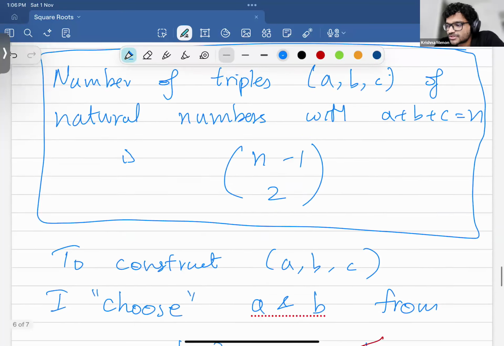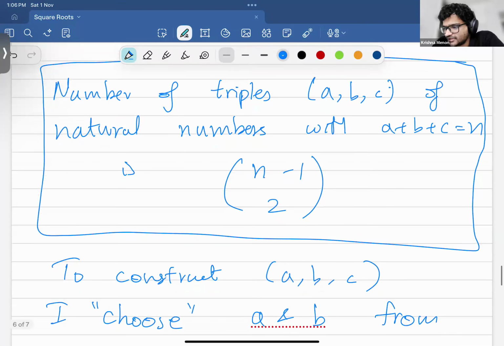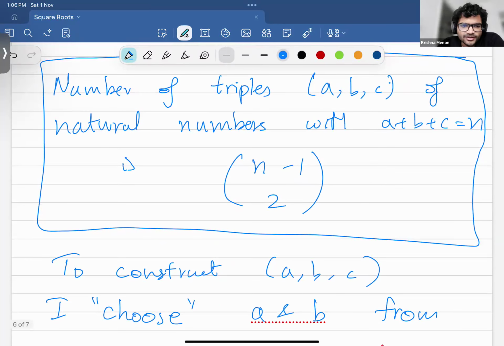All we are trying to do now is count the number of triples with sum equal to n. Maybe we can look at your solution when we are talking about the general problem that I'm heading to. But for now, Ayush, do you have something to say about this statement written over here?